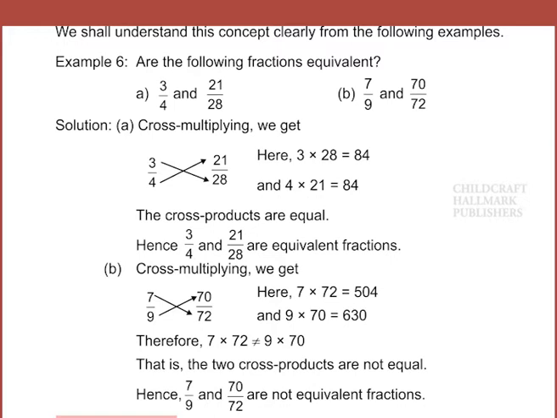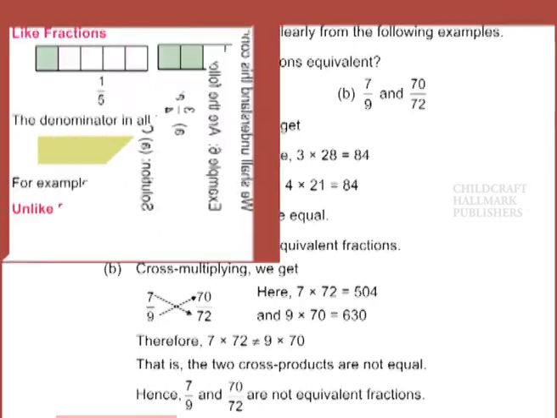Cross multiplying, we get 7 by 9, 70 by 72. 7 into 72 is equal to 504 and 9 into 70 is equal to 630. Therefore, 7 into 72 is not equal to 9 into 70. That is, the two cross products are not equal. Hence, 7 by 9 and 70 by 72 are not equivalent fractions.